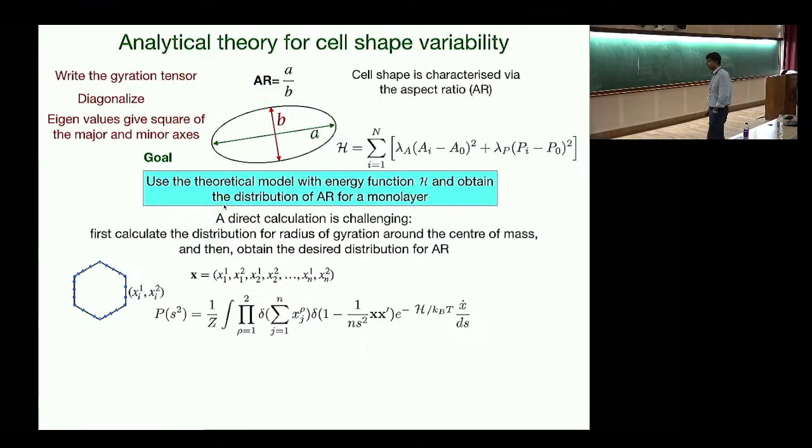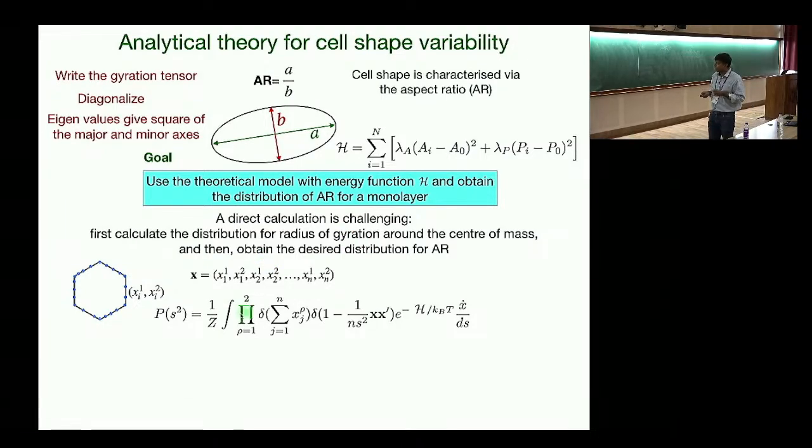Now, a direct calculation is somewhat challenging, so we took a slightly indirect route. First, we calculate the distribution of the squared radius of gyration around the center of mass. The reason it's slightly easier is that S1 and S2, the major and the minor axis, are anisotropic quantities, so getting their distribution is non-trivial, while this one is an isotropic quantity. But given this distribution for the squared radius of gyration, we can actually get the aspect ratio using some relations.